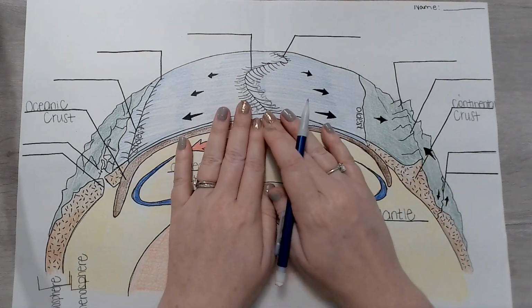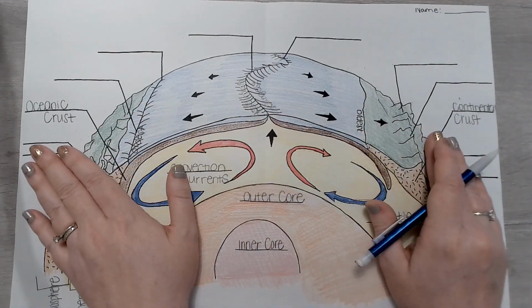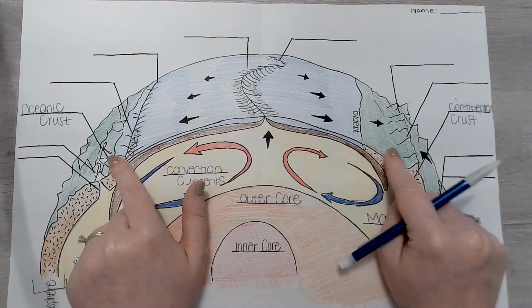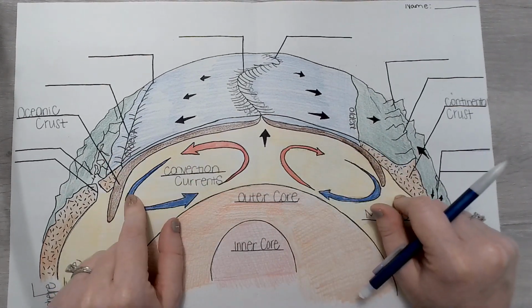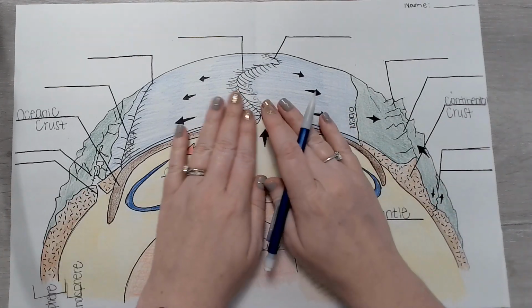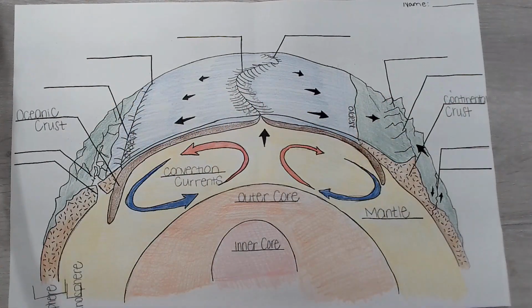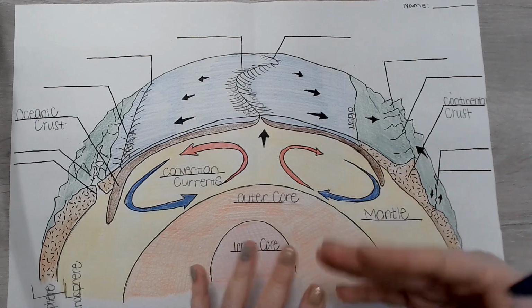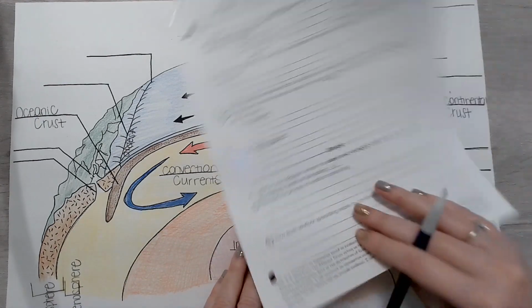So if this is getting pushed away, what can we assume is also happening? Yes, these ones are being subducted, but that's not happening at every single plate boundary, but rather things are getting pushed. So how does that then relate to continental drift?